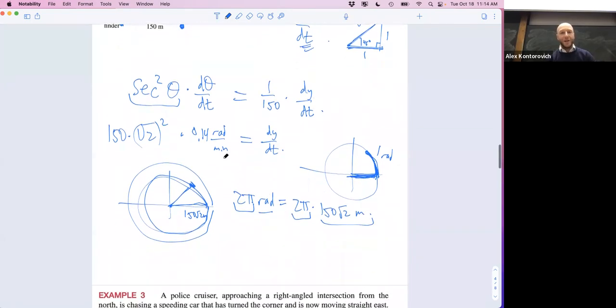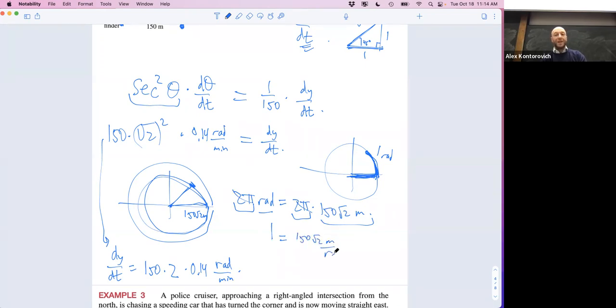So if we want to convert from radians to meters, let me put it over here. dy/dt is equal to 150 times root 2 squared, that's 2, times 0.14 radians per minute. And then I want to multiply by 1 so that the radians get killed off, so the radians should be in the denominator. If I cancel off the 2 pi's on both sides, then 1 is equal to 150 root 2 meters per radian. I can multiply this equation by 1, and that 1 will be 150 root 2 meters per radian, which is the same thing as replacing 1 radian by 150 root 2 meters.